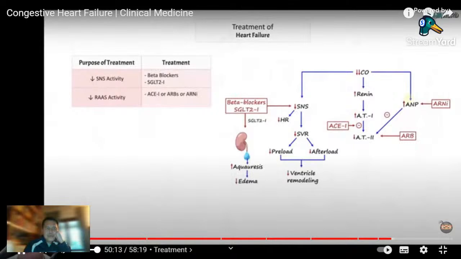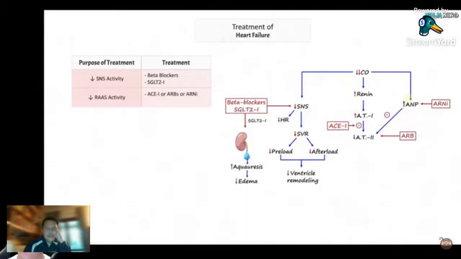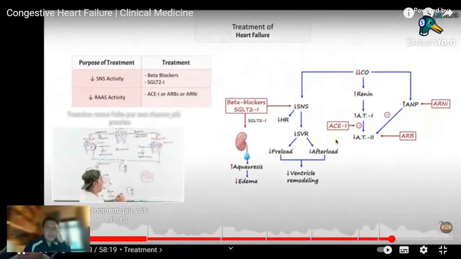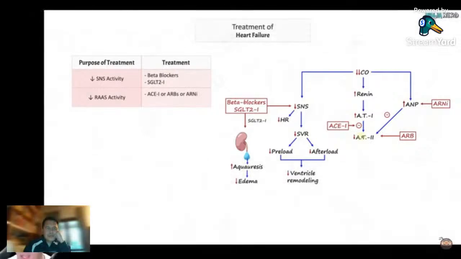Also given ARB. ARB blocks angiotensin 2 from binding to receptors. All three of these drugs will help to decrease angiotensin 2. If I decrease angiotensin 2, I reduce the constrictions of the arteries and the veins, and I reduce ventricular remodeling and a mortality benefit.